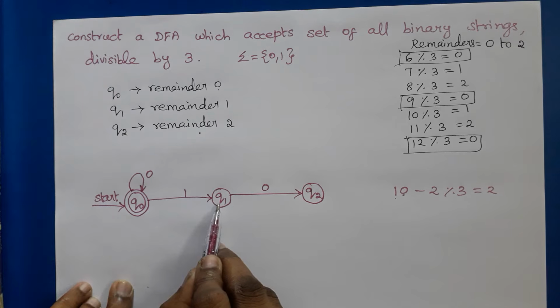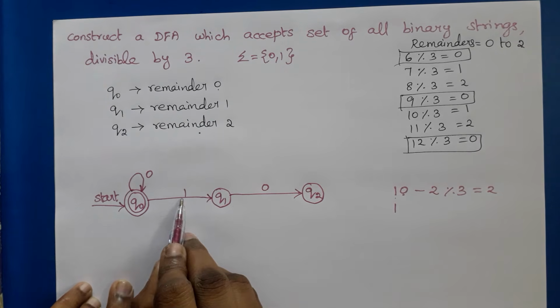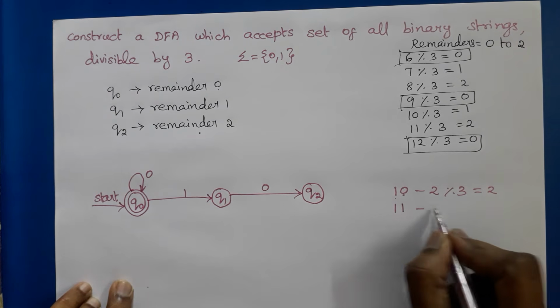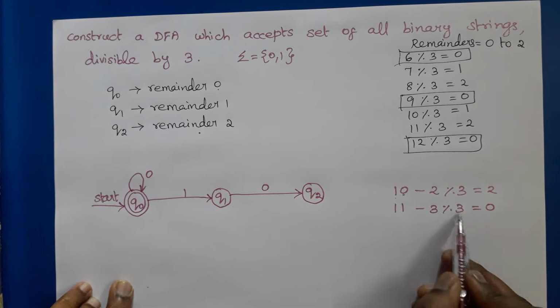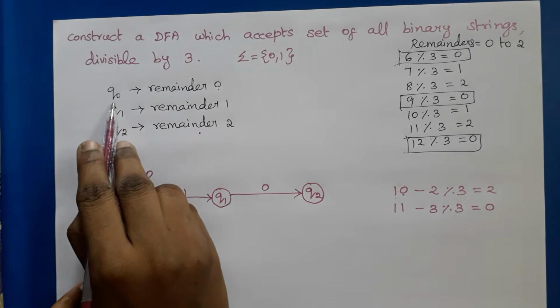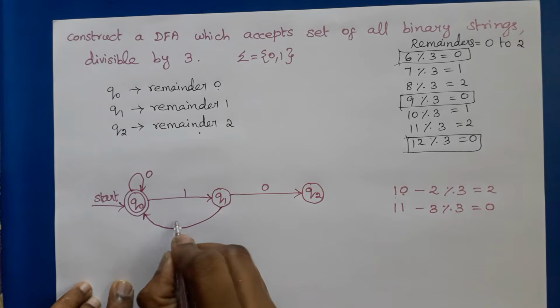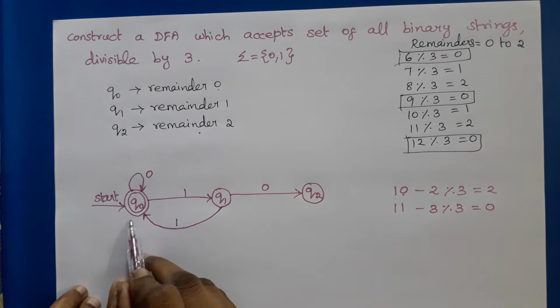Similarly, we need to consider 1 from Q1. We have already seen 1, and now the next input is 1. So the decimal equivalent is 3. 3 mod 3 is 0. So it should go to remainder 0, which means it should go to Q0. So from Q1, the input 1 goes to Q0.